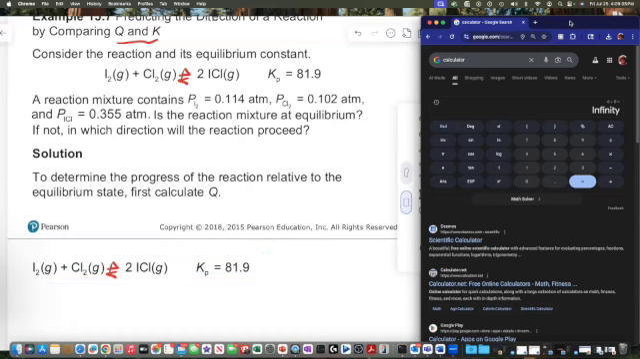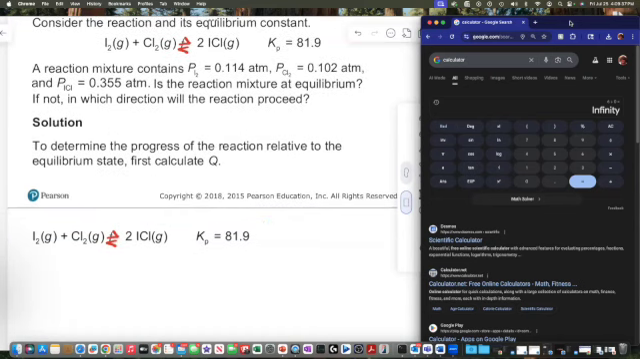Okay, so this is our equation right here. So I'm going to write the amounts. We have the pressure of I2, this number here, as 0.144 atm. And then PCl2, we have 0.102. And over here, we have 0.355 atm. Let me see if I can squeeze this here. 0.102 atm. Yeah, that will work. Because I want to draw the ice table so you can see.